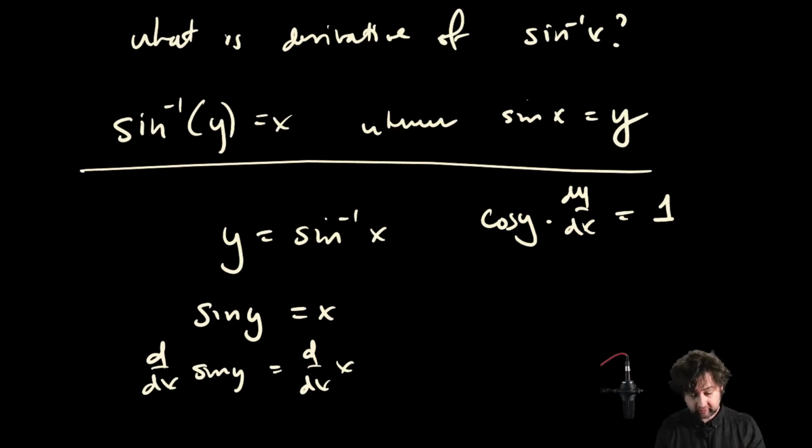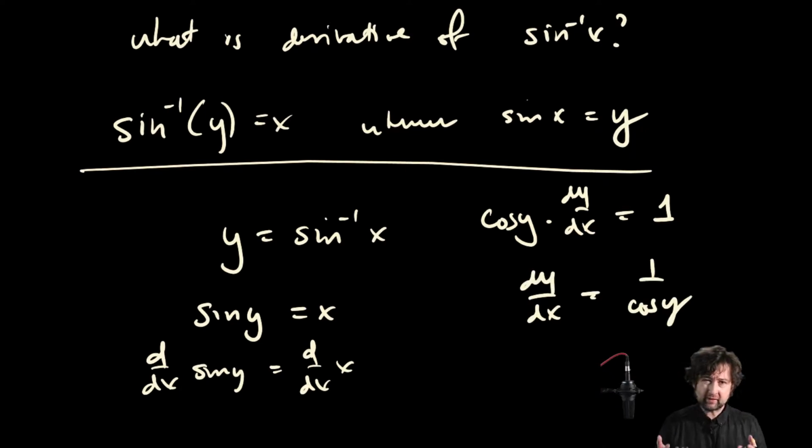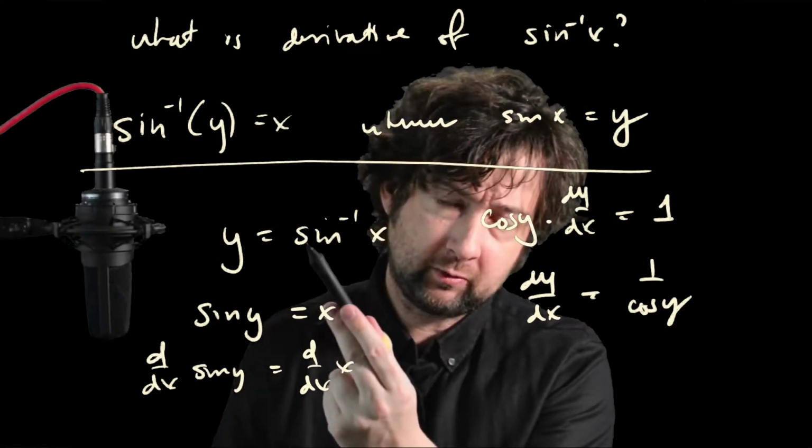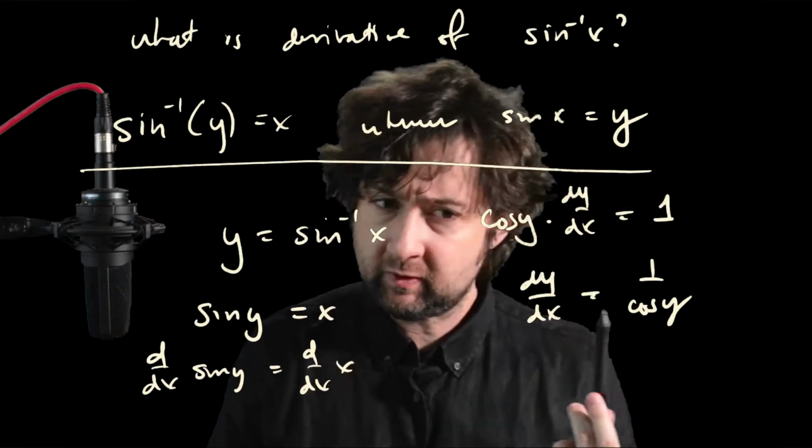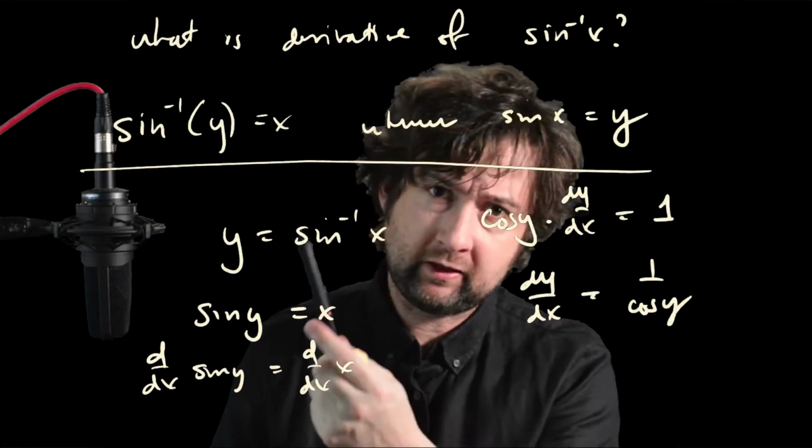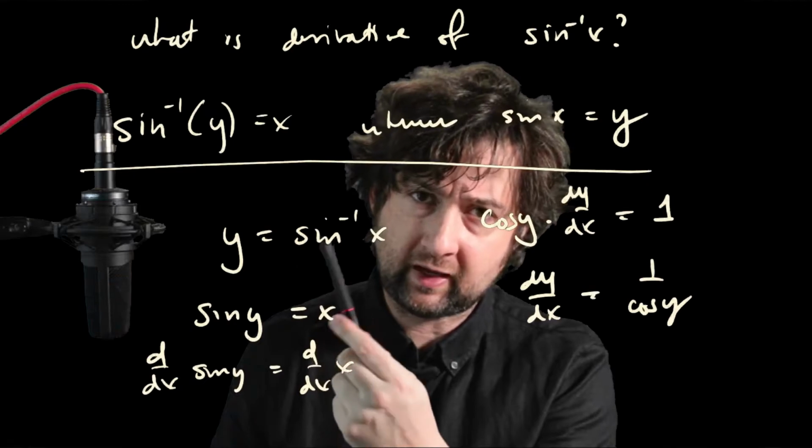Now I can divide both sides by the cosine of y, but this doesn't seem very useful. After all, I've got dy/dx and this cosine of y on the right-hand side, and that doesn't give me a function in terms of x. And the original equation we wrote down was a function in terms of x. So somehow we've got to take this cosine of y, and we want to write down cosine of y as a function of x instead.